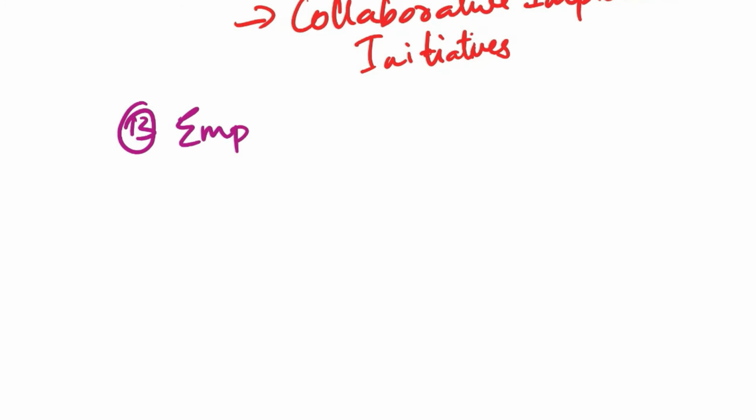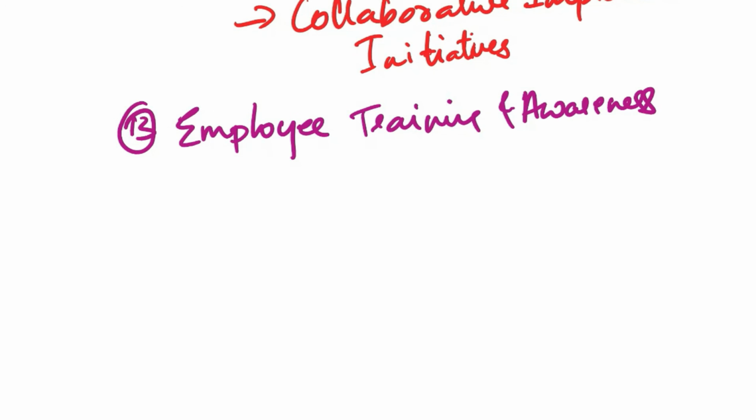Employee training and awareness. This involves educating and informing employees about the importance of third party risk, their role in mitigating these risks, and how to recognize and respond to potential issues. First aspect here is training programs. Develop comprehensive training programs to educate employees on the significance of third party risk assessment.